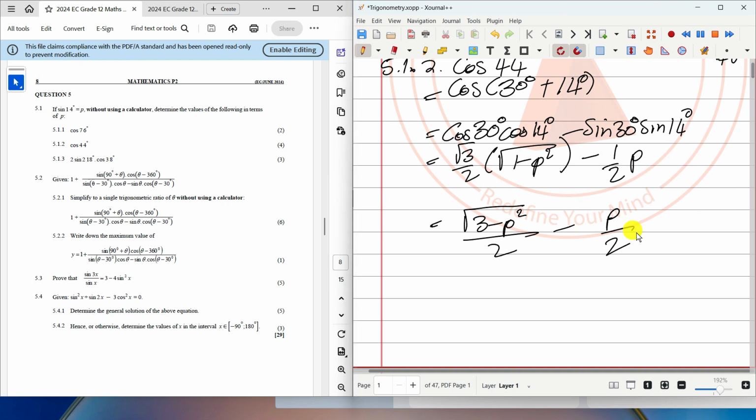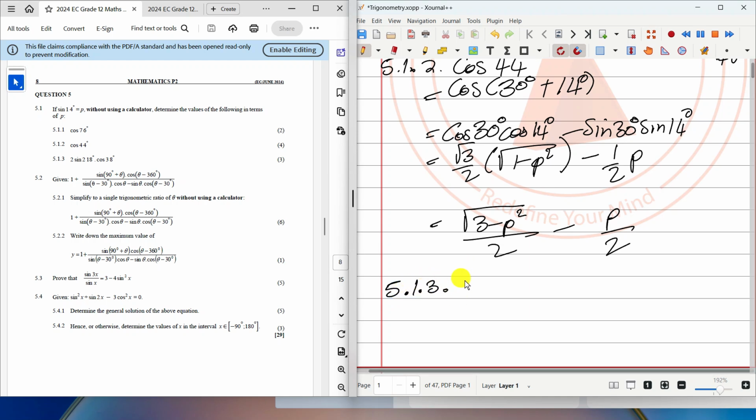Otherwise, you can also say this is the square root of 3 minus 3p squared over 2 minus p over 2. Or you can just say the square root of 3 minus 3p squared minus p, all over 2. Whichever way you leave it, it's okay. So far, this is the right way to go. What you have here are one and the same thing.